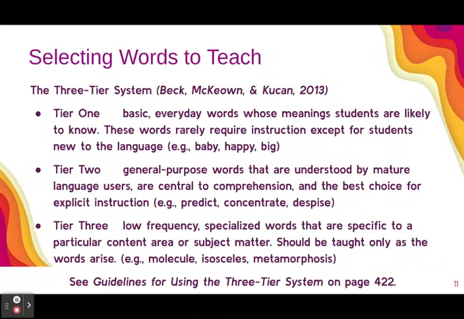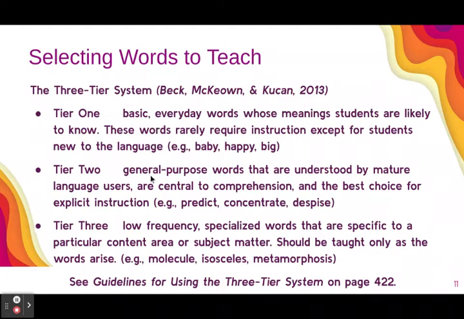And then this comes back to the idea of what words do I teach? Where are they at? We looked at one system that had the 4 to 1. 4 is they know that word, the students can tell you. And the 1 is they have no idea, it's brand new. So here's another 3-tier system that was created in 2013. Tier 1, tier 2, and tier 3. Tier 1 are basic everyday words, so they likely know tier 1 words.